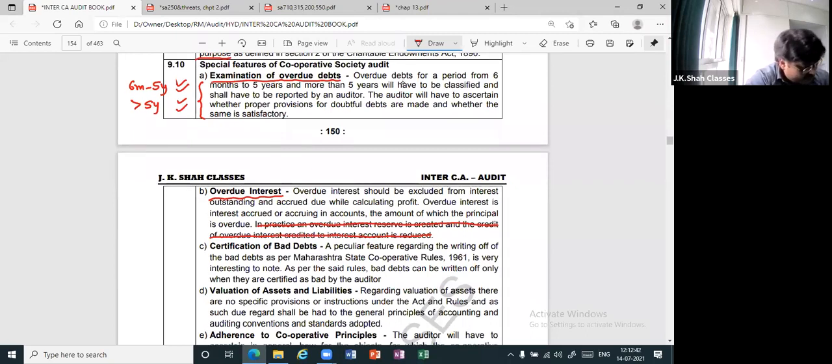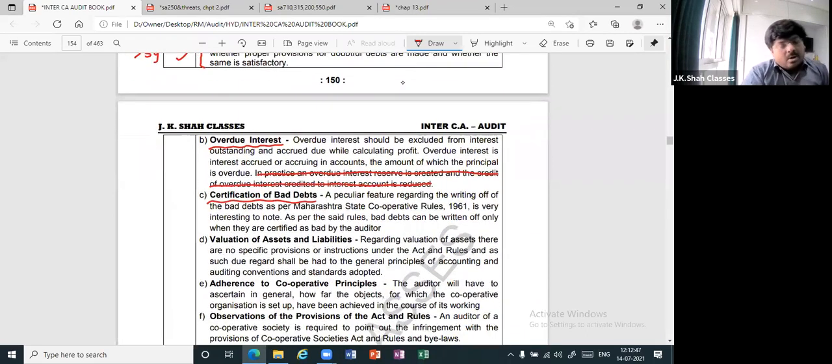Next, classification of bad debts. The best is that only the auditor can classify certain debts as bad debts. The society cannot do it on their own. Ultimately, only if the auditor tells that this loan will not come back, only then will it be classified or certified as bad debts. Else it will not be.